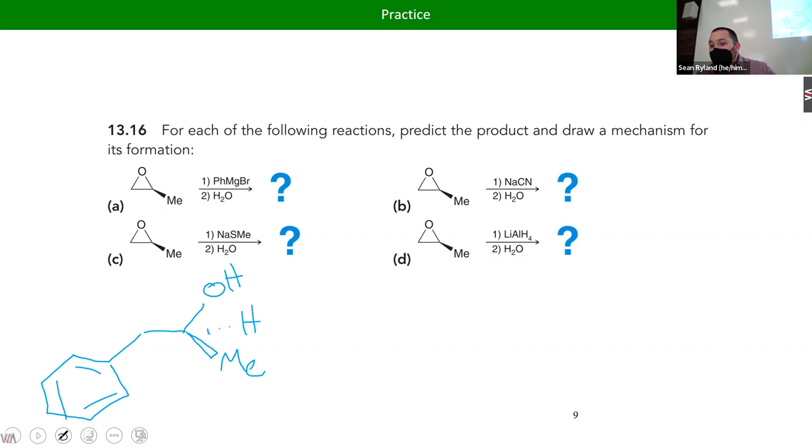Same reactant, the only thing that's different for B is the nucleophile, right? So you can draw everything else in the exact same place. You don't have to draw the carbon triple bonded to the nitrogen, but it's a pretty common way to do that. You can write it like that, but it can be handy to remember what that functional group looks like.